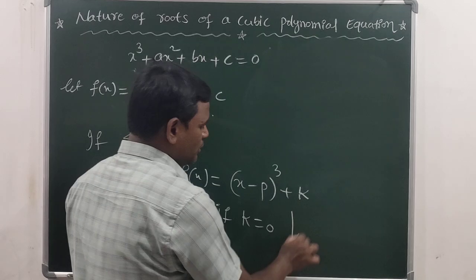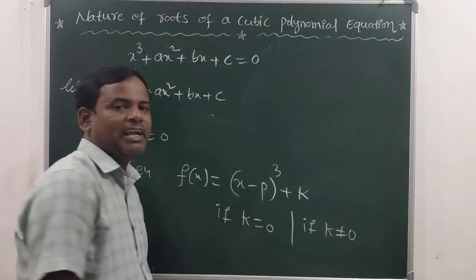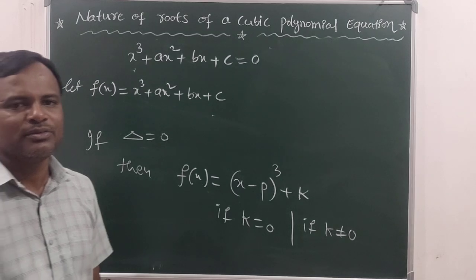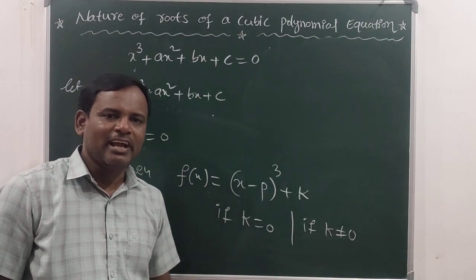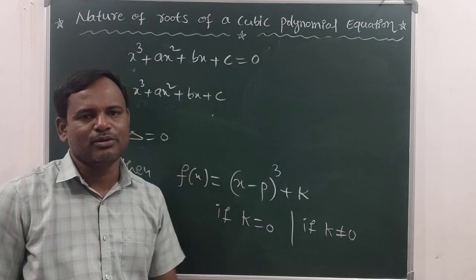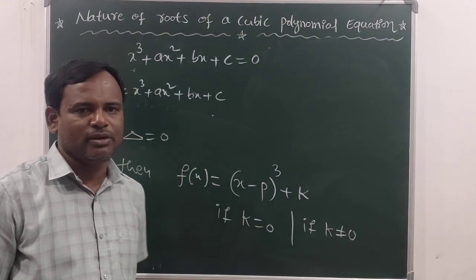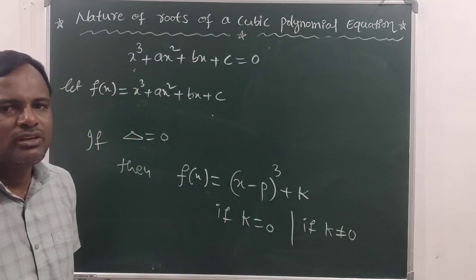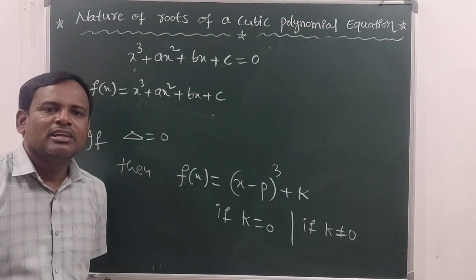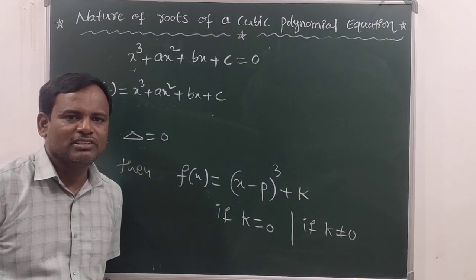If it is not equal to 0, then it will have at least 1 real root. As I said to you, a cubic polynomial equation will have either 1 real root or 3 real roots. Either it may have 1 real root or 3 real roots when k is not equal to 0. So this is the nature of roots of a cubic polynomial equation.